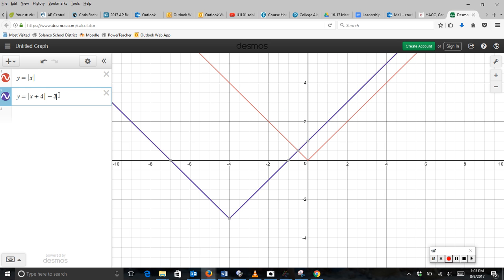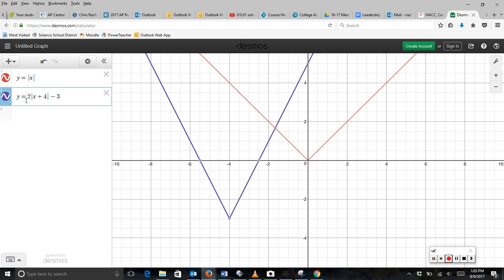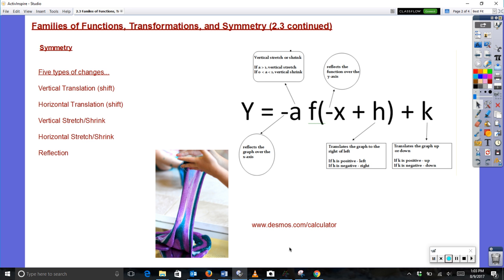It shifts down 3. What if we put a 2 out in front? It stretches it up twice as tall. What if we make that a negative 2? Flips it down. Now what if we put a negative inside here? It reflected it over the y-axis also. So Desmos is a great place for you to play around and get an idea of how these various transformations happen.